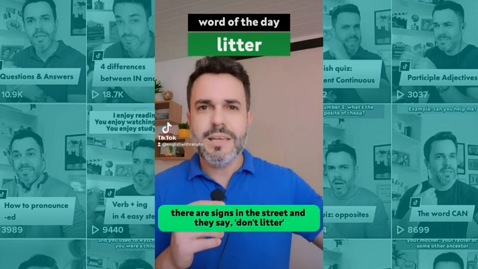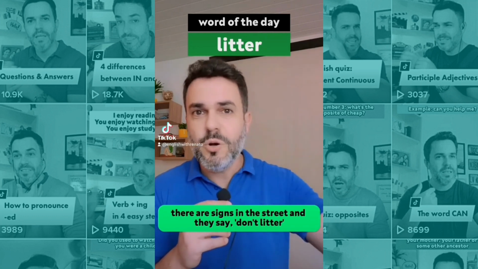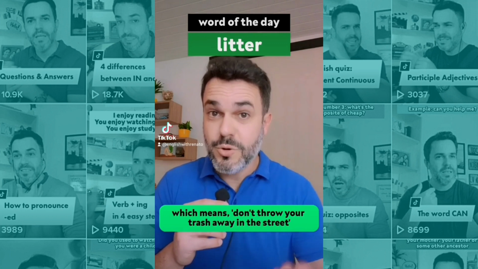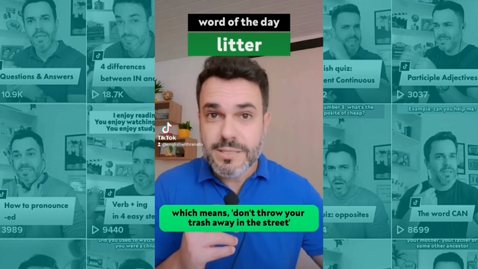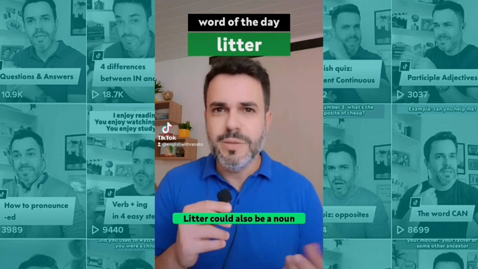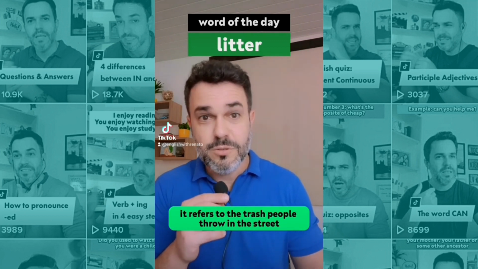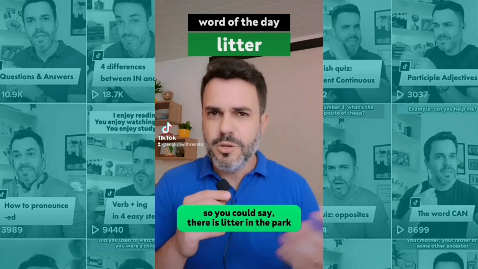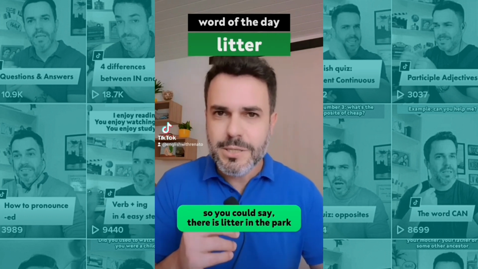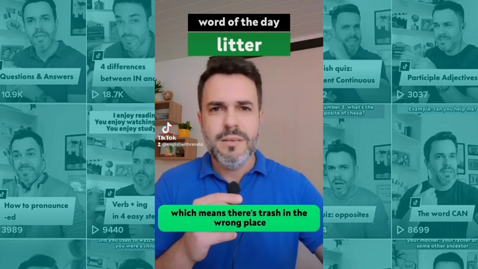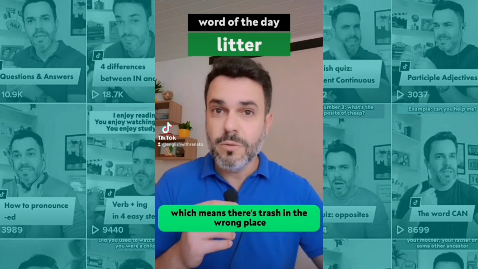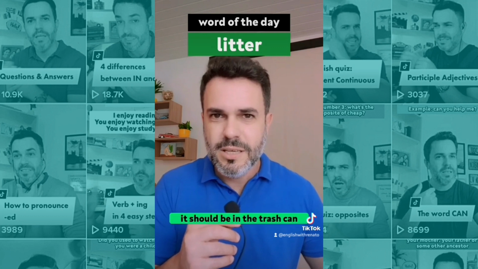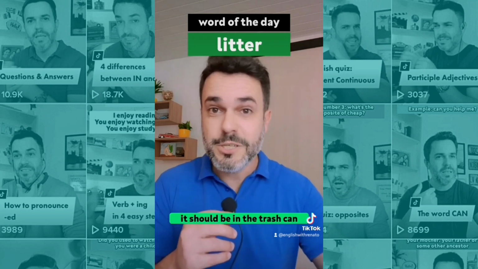There are signs in the street and they say don't litter, which means don't throw your trash away in the street. Litter could also be a noun. It refers to the trash people throw in the street. So you could say there is litter in the park, which means there's trash in the wrong place. It's in the park, it's in the street. It should be in the trash can.